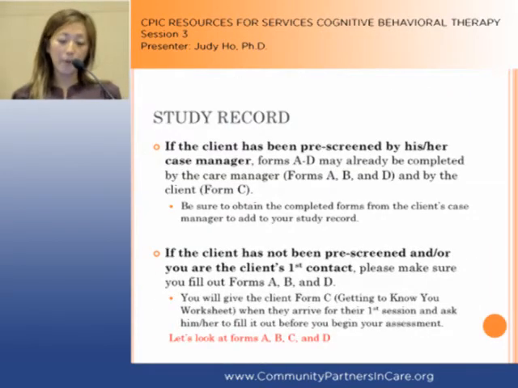So to talk a little bit more about the study record, if the client has been pre-screened by his or her case manager, Forms A to D may already be completed by the case manager. So Forms A, B, and D are completed by the case manager, and Form C should have been completed by the client. If this is the case, be sure to obtain the completed forms from the case manager to put in your files. If the client has not been pre-screened and/or you are the client's first contact, then you have to fill out Forms A, B, and D and ask the client to fill out Form C. So let's take a look at some of these forms now.